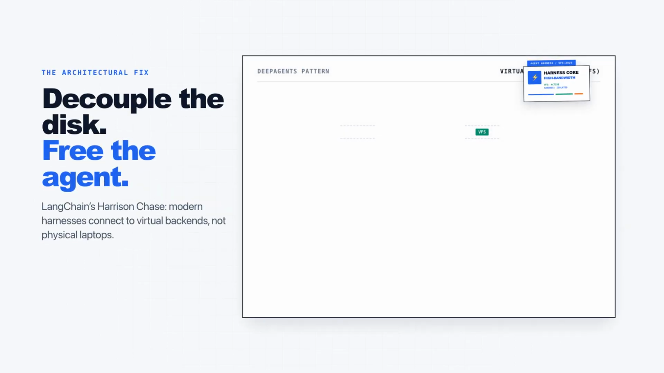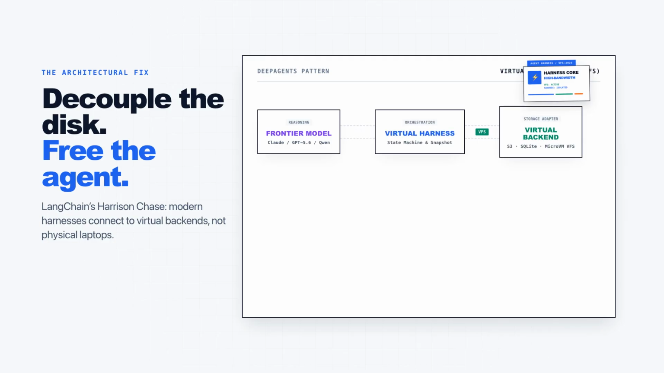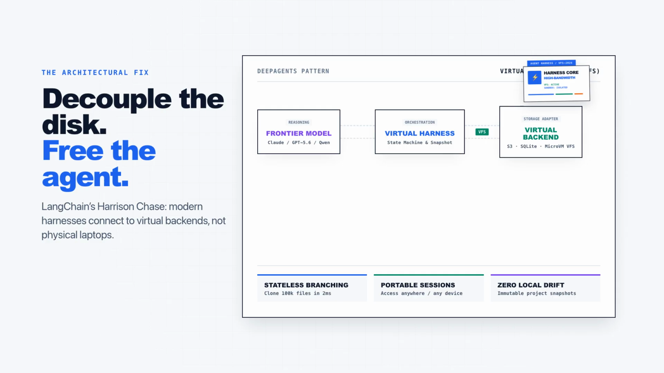To break past the terminal limit, the entire agent architecture is changing. As LangChain creator Harrison Chase highlighted with DeepAgents, modern harnesses decouple the agent from physical disk storage. Instead of executing directly on your local operating system, the agent connects to a virtual backend. That backend can expose a POSIX interface, but beneath the surface it can be a database, object storage, or a distributed snapshot engine. This decoupling means agents can clone, branch, and test complete code bases in milliseconds without touching your local files.